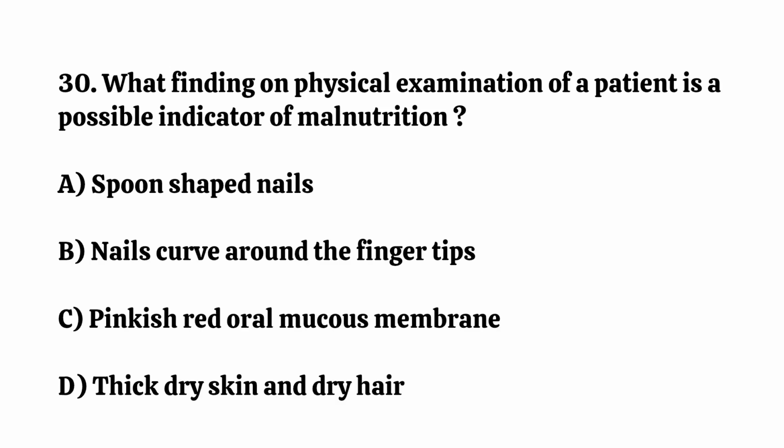Next, what finding on physical examination of a patient is a possible indicator of malnutrition? A. Spoon-shaped nails. B. Nails curve around the fingertips. C. Pinkish red oral mucous membrane. D. Thick dry skin and dry hair. Option D is the correct answer. Thick dry skin and dry hair.